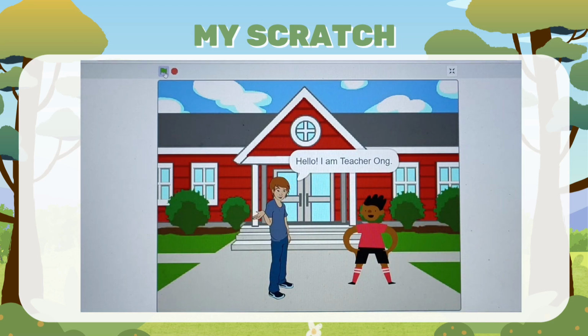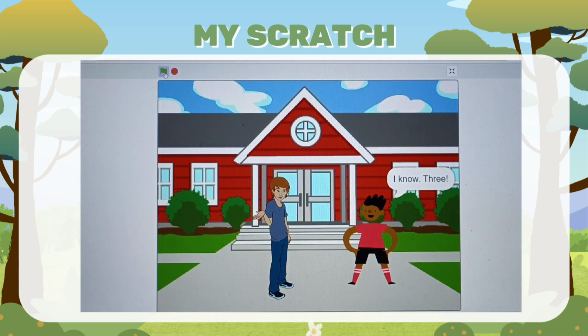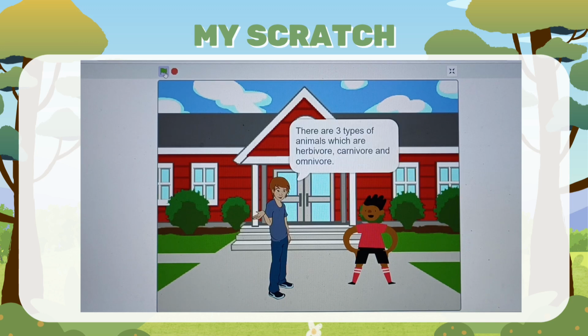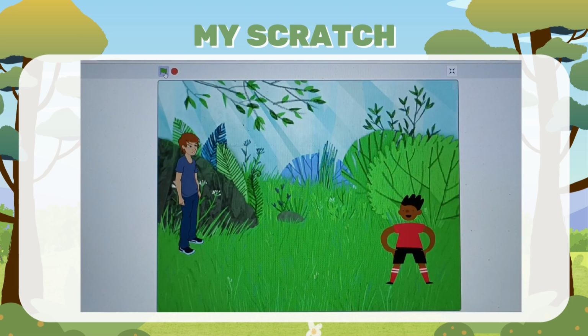Hi, I'm Teacher Ong. Today, we are going to discuss types of animals. Do you know how many types of animals there are? I know, 3. Yes, you are right. There are 3 types of animals, which are herbivores, carnivores, and omnivores.